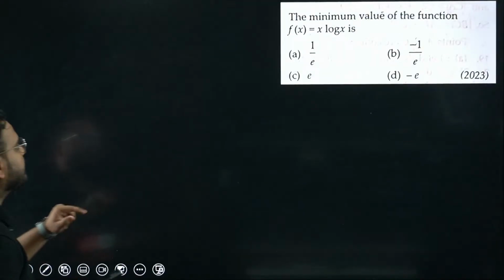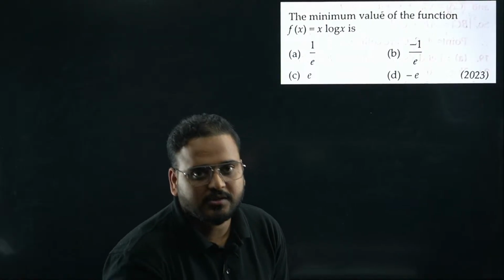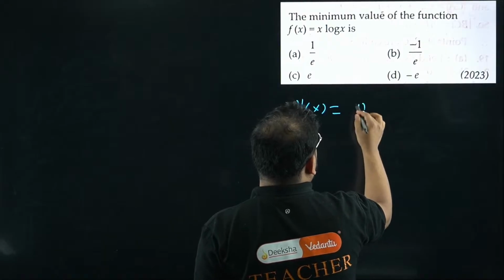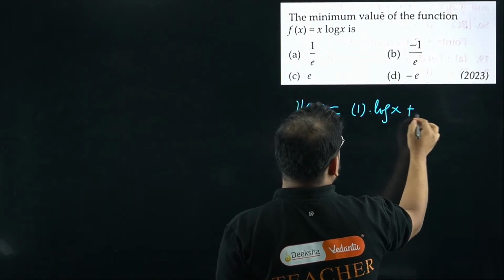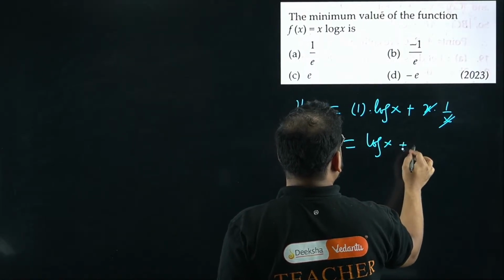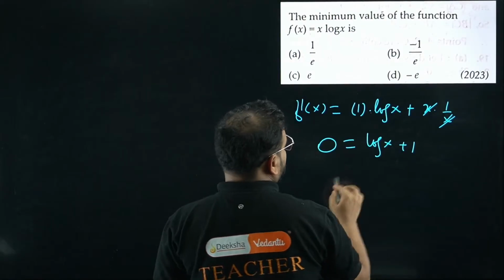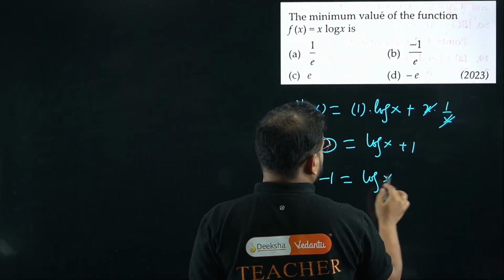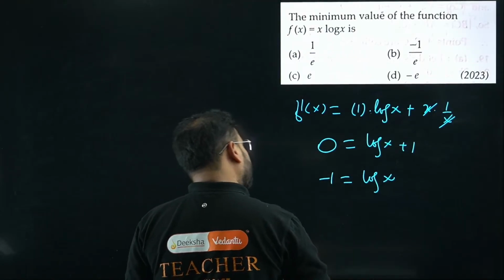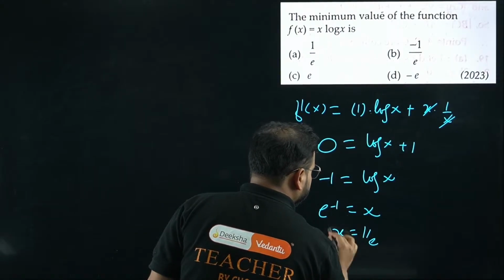Let's begin from here. Minimum value of the function f(x) equals x log x. How do you solve this question? Derivative. We'll get x as 1, you have log x as it is plus x as it is, and for log you get 1 by x. Cancel, cancel. I have the answer as log of x plus 1. To find the critical point, what are you going to do? Put 0 here. We'll have minus 1 equals log of x. If I change the form of log to exponential function, I'll have e power minus 1 equals x. x will be equal to 1 upon e.